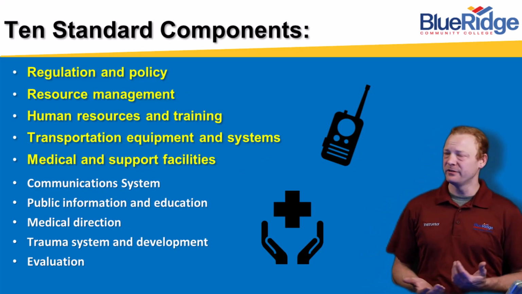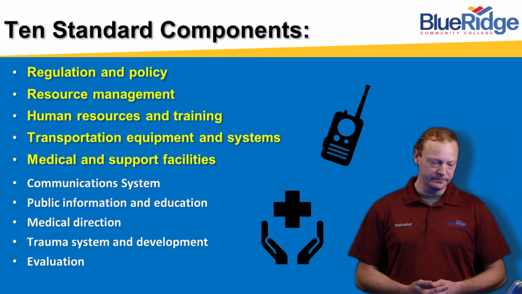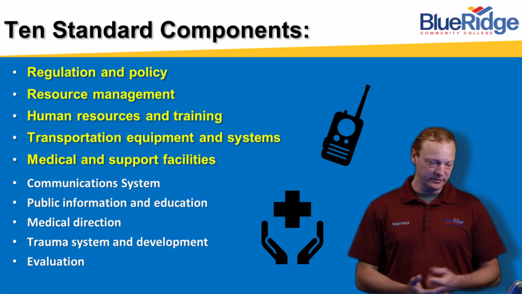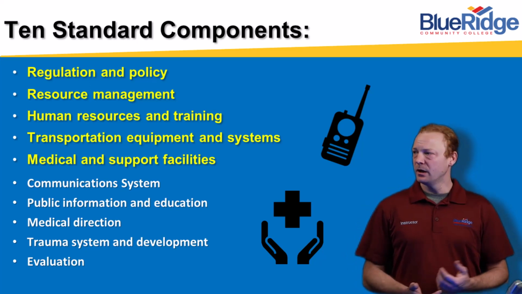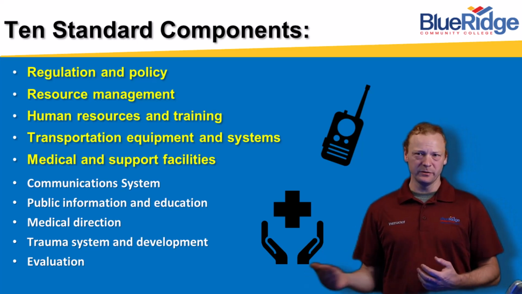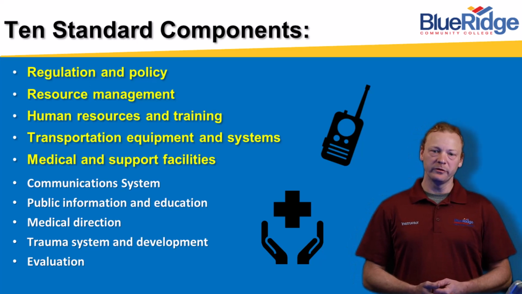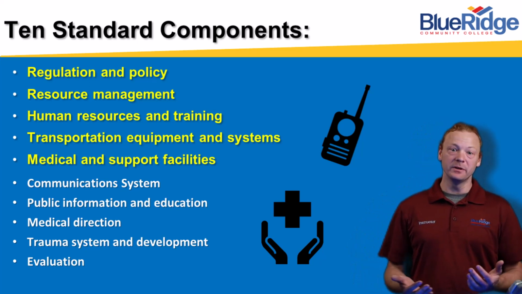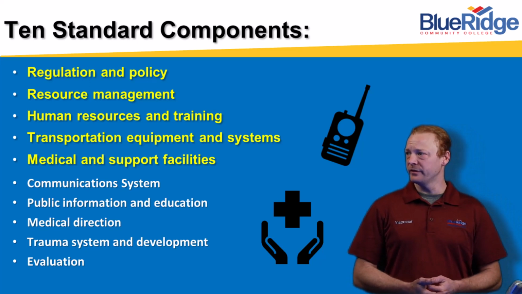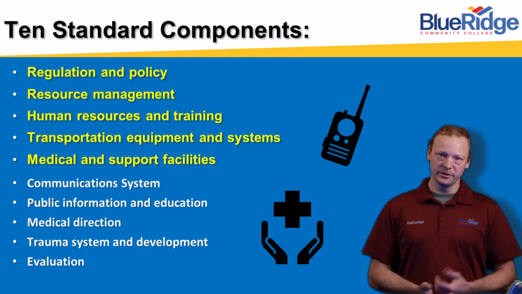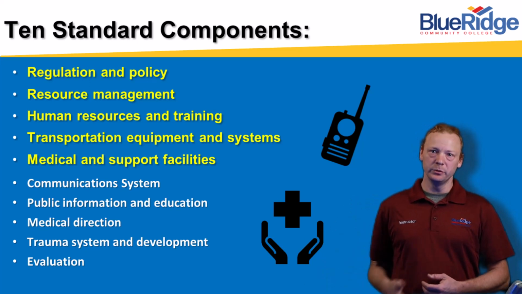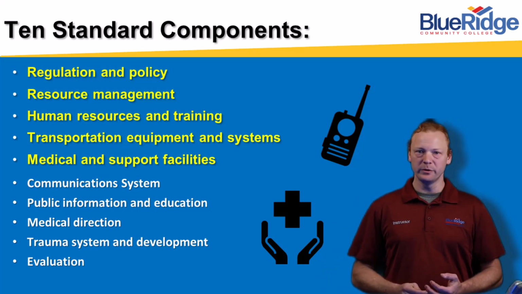So we have 10 standard components within the EMS system. They include regulation and policy of that system, resource management. It's important to be able to manage your resources so that we're not wasting a lot of equipment, or just don't have enough to begin with. We have human resources and training. That's where our continuing education is, we have those monthly trainings that we go over and review and learn new things and new advances within our scope of practice.